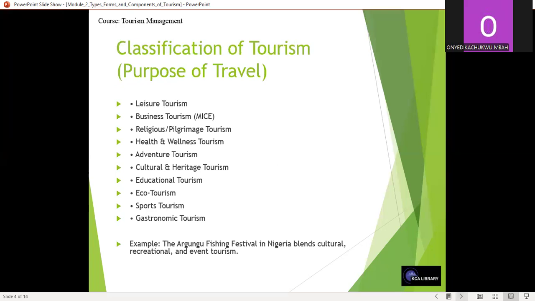Now, what are the classifications of tourism? When we say classifications of tourism, we're talking about classification based on the purpose of travel. We have leisure tourism, business tourism, religious and pilgrimage tourism, for example, those who go to Mecca, those who go to Israel, health and wellness, adventure tourism, cultural and heritage, educational tourism, ecotourism, sport tourism, and gastronomic tourism.